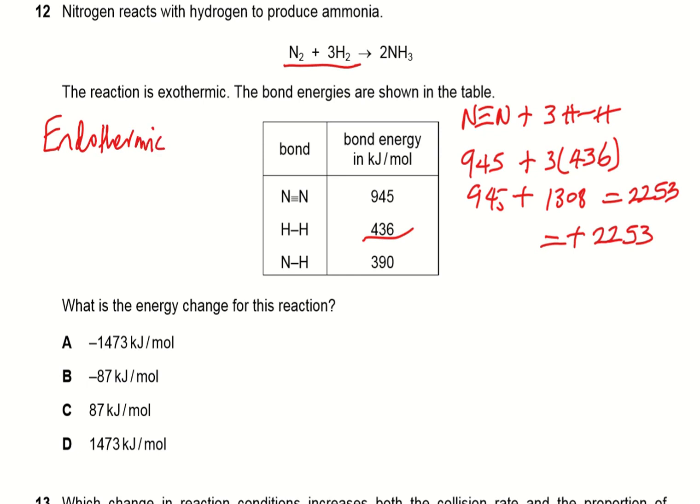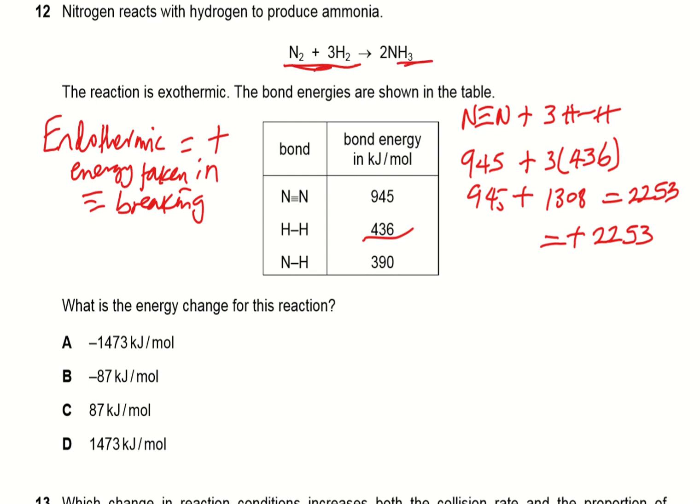Endothermic is represented by positive. That means energy absorbed, energy taken in, and this happens whenever bonds are broken. It's equivalent to breaking of bond. The opposite is for exothermic. For exothermic, you use your negative sign. It means that energy is released when bonds are formed. Energy is released when bonds are formed. So we have taken care of this reactant side.